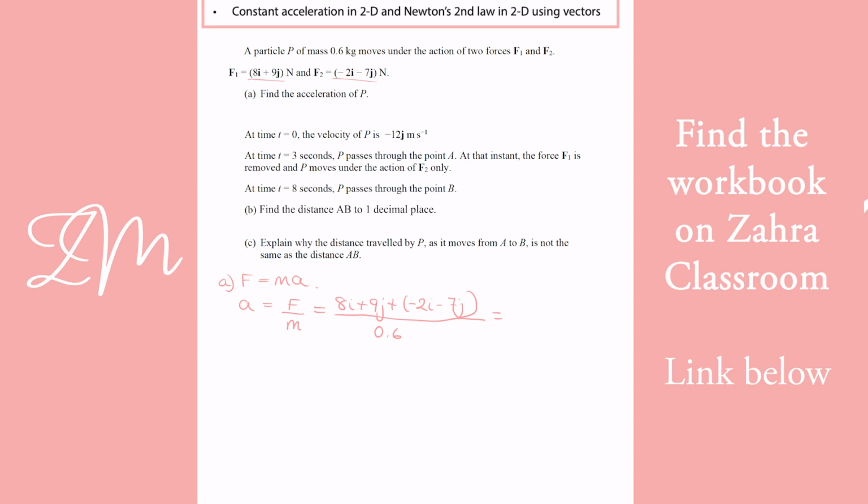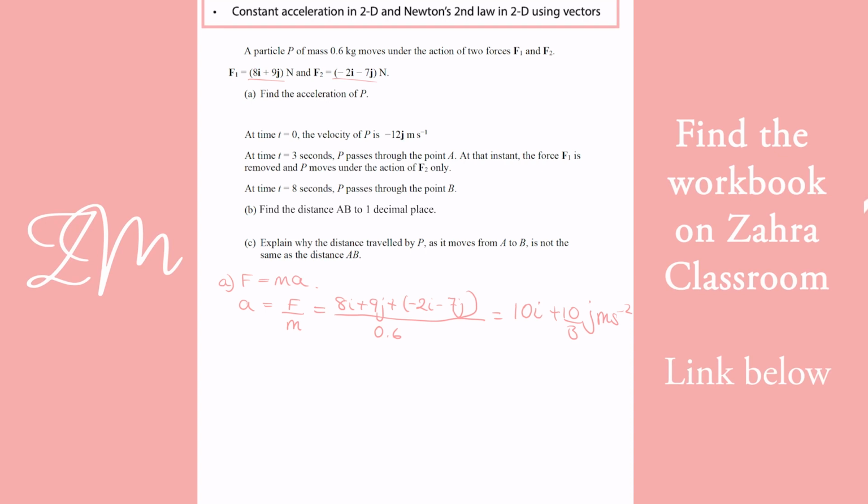So what I'm going to do in my calculator is I've got 8 minus 2, which is 6, divided by 0.6, which gives me 10. So I've got 10i, and then I've got 9 minus 7 divided by 0.6, which gives me plus 10 over 3j. And that's my acceleration, so it's meters per second squared.